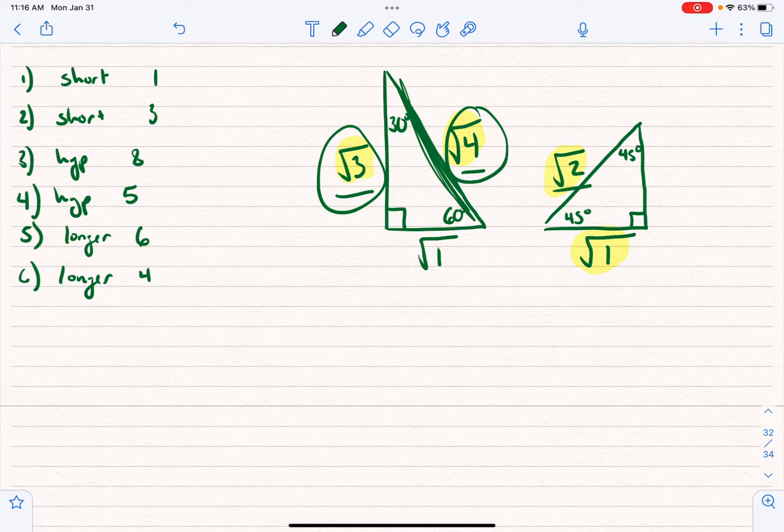The 45, 45, 90, the magic number you have to remember is square root of 2. And in a 30, 60, 90, you just really need square root of 3 and square root of 4, knowing that square root of 4 is the biggest. And so therefore, that's always going to be related to the hypotenuse.